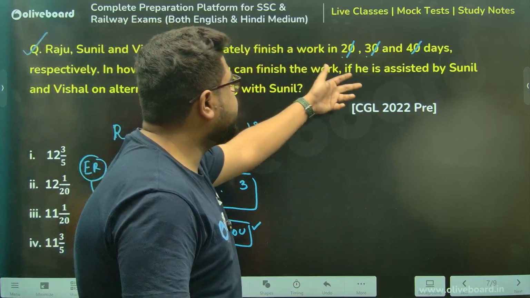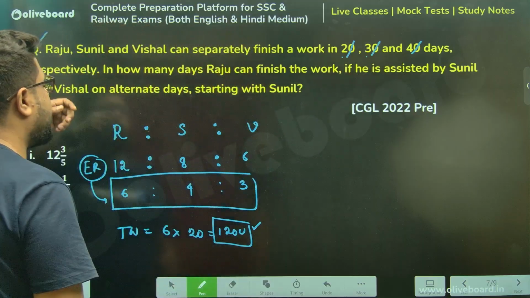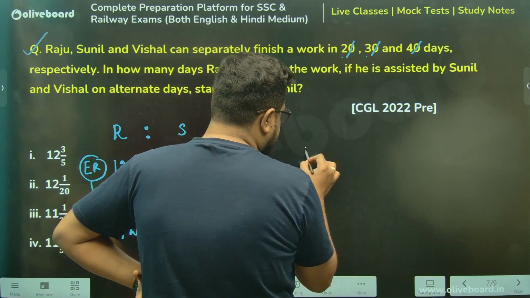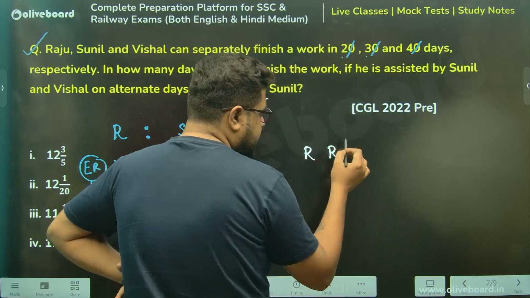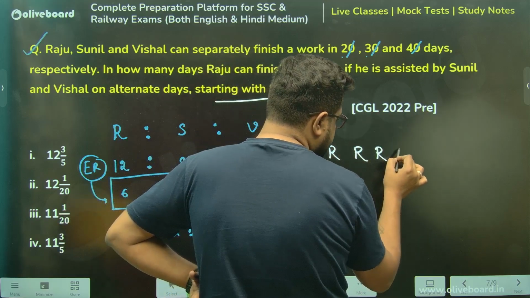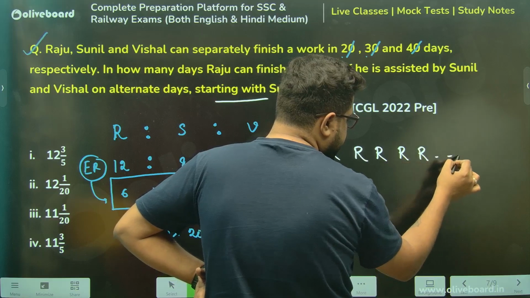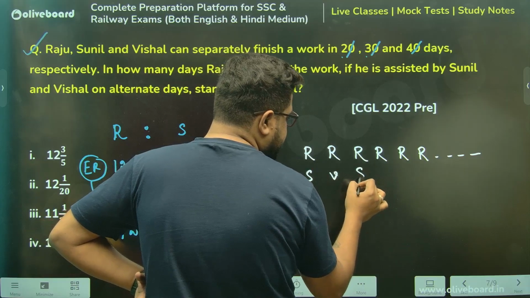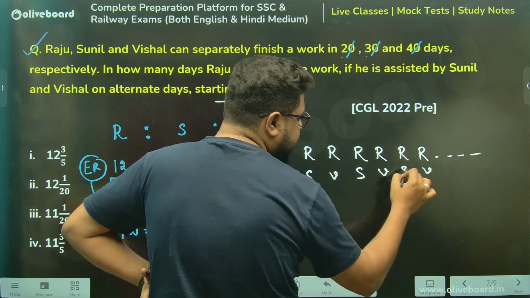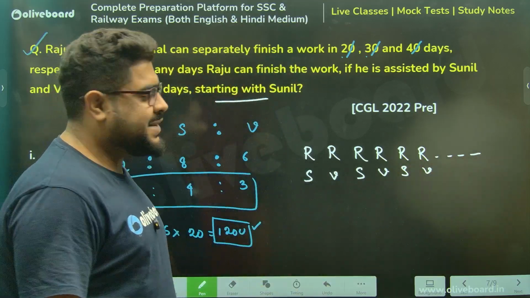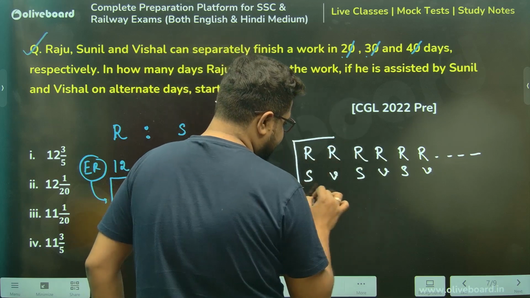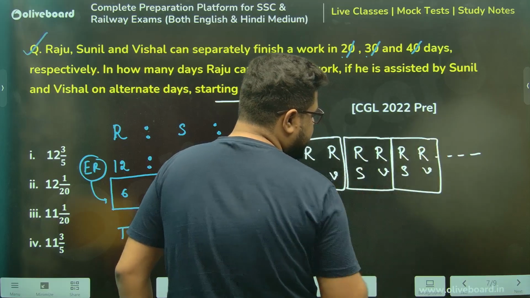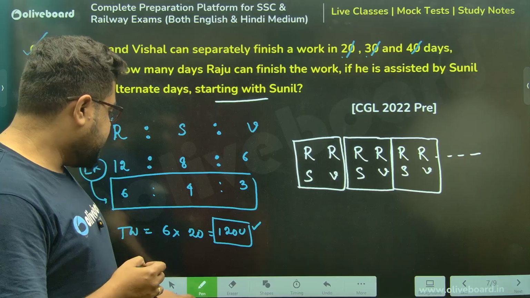Now my actual game begins. Raju can finish the work if he is assisted by Sunil and Vishal on alternate days. Starting with Sunil. So Raju is working every day. Understand the packets. First day Sunil is assisting, then next day Vishal, then Sunil, then Vishal, and so on. Make your packets, again, identical. That's the only condition. Very good looking packets.